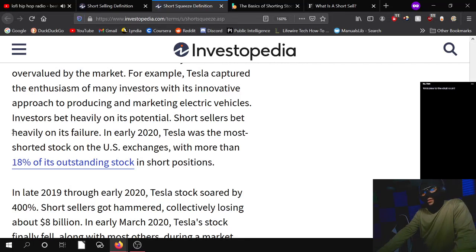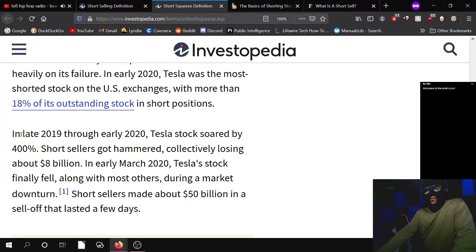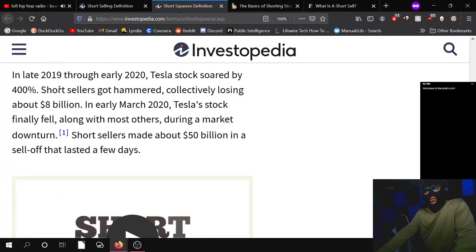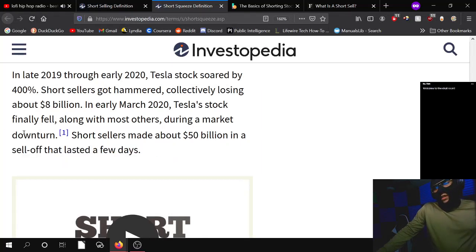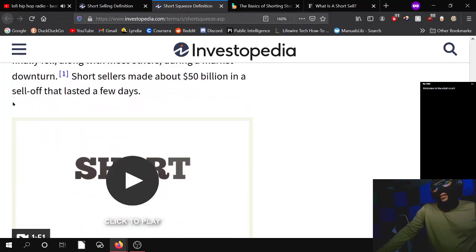In early 2020, Tesla was the most shorted stock on the US exchanges, with more than 18% of its outstanding stock in short positions. In late 2019 through early 2020, Tesla stock soared by 400%. Short sellers got hammered, collectively losing about $8 billion. In early March 2020, Tesla stock finally fell, along with most others during a market downturn. Short sellers made about $50 billion in a sell-off that lasted a few days.